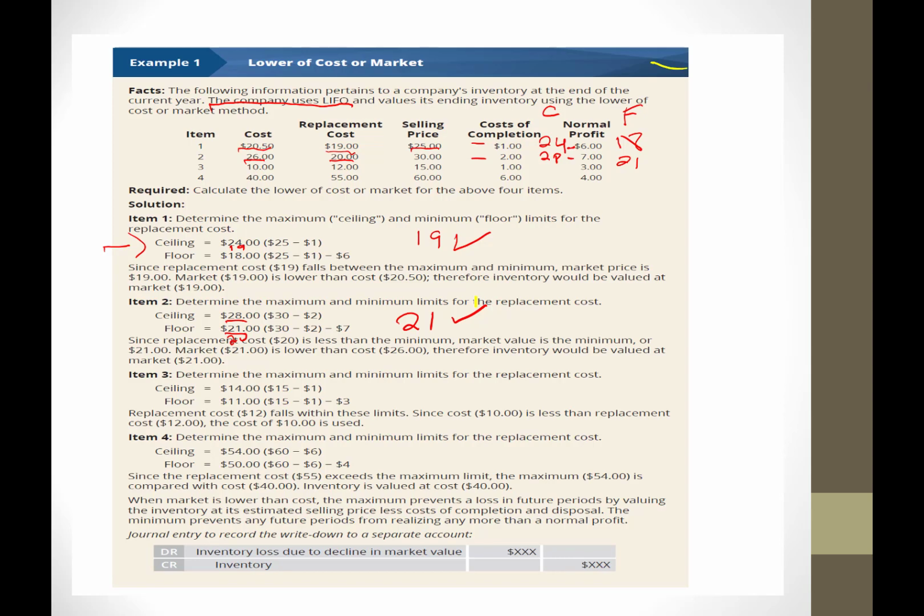So if you were using FIFO, there's probably not a big difference between what you're saying the market is and what you're actually carrying the inventory for. If you were using LIFO, there's probably going to be a big difference, right? But you could probably pretty much look at the last time you made a purchase of inventory, what did I pay for it? And that's pretty much what your replacement cost is, right? Yeah.